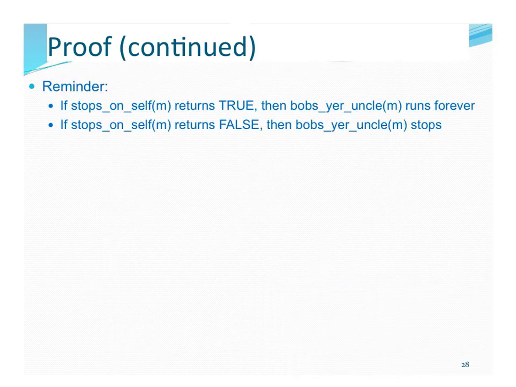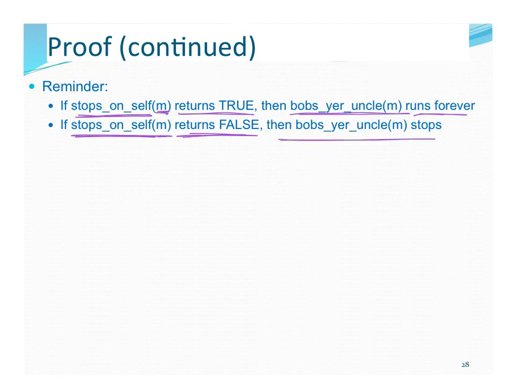Okay, so let's just remind ourselves where we are. If we have a method M that stops when you run it on itself, then it'll return true, and so Bob's your uncle on M will run forever. On the other hand, if M does not stop on itself, so I run stops on self on M and it returns false, then Bob's your uncle will stop with parameter M.